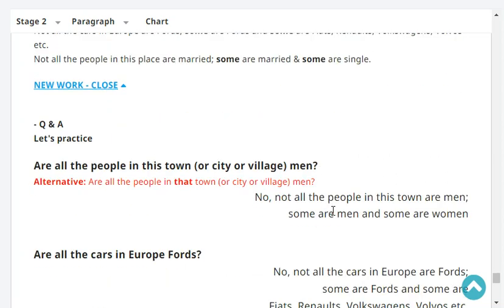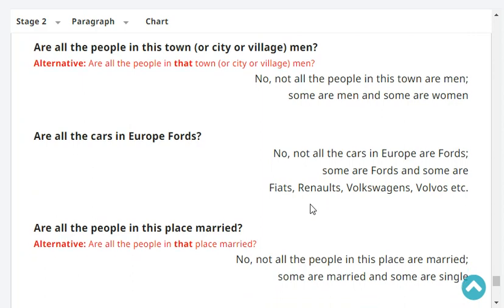Okay, let's practice. Are all the people in your town men? No, not all the people in my town are men. Some are men and some are women. Very good.